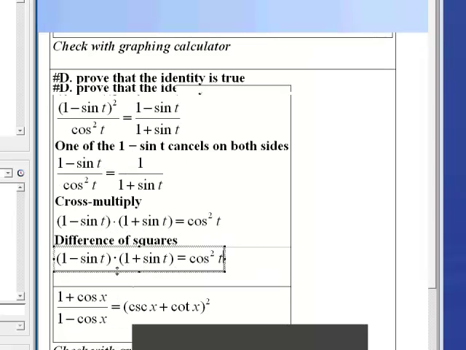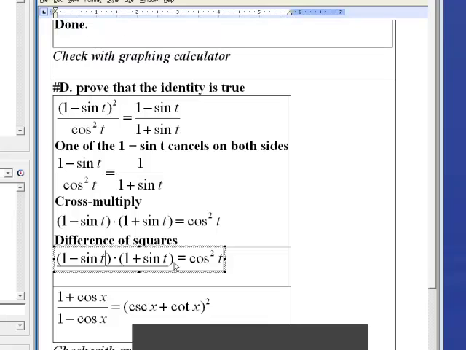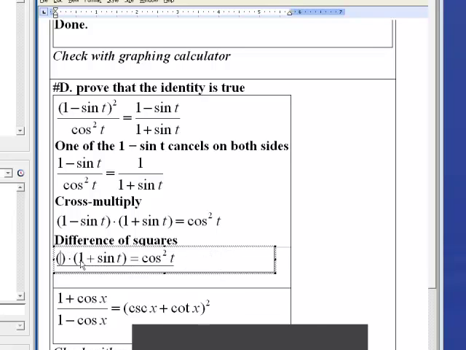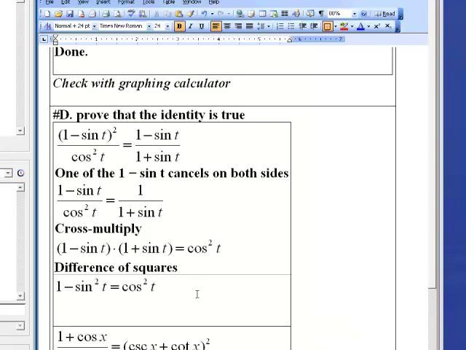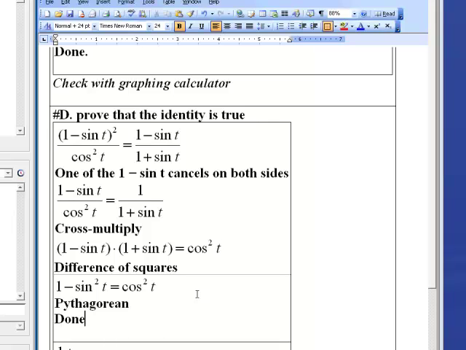And I will come up with 1 minus sine squared t on the left. There we go. And I recognize that as a Pythagorean identity, and I'm done.